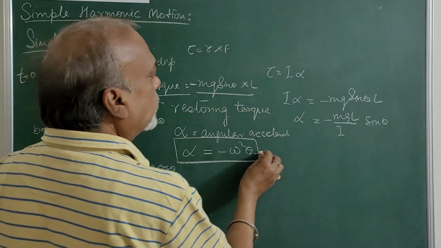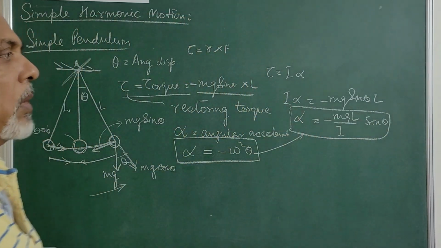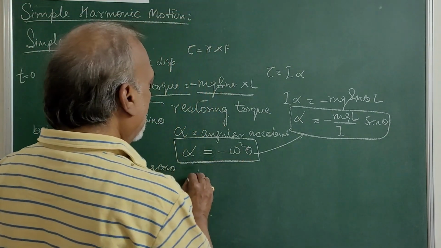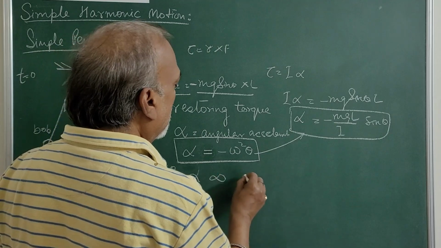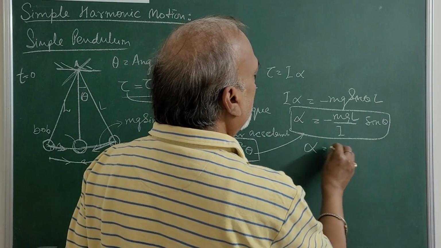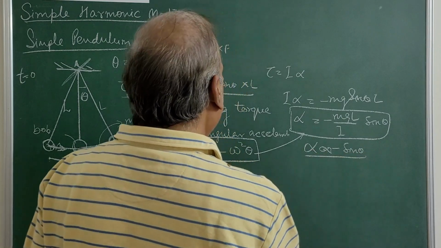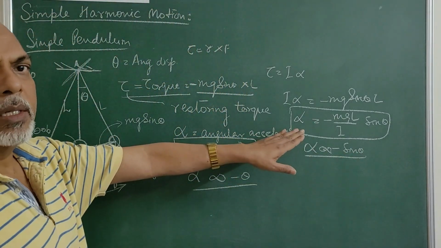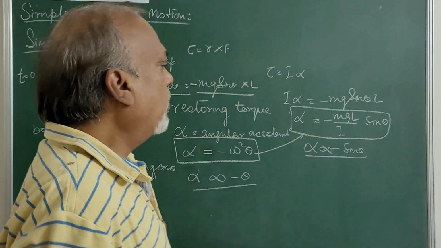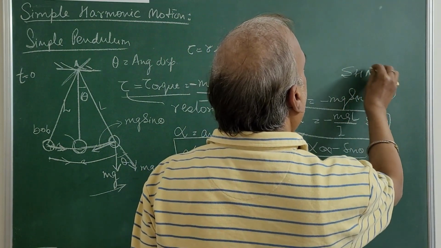But if you compare these two equations, here alpha is proportional to minus theta, but here alpha is proportional to minus sin theta. So in this fashion, we can conclude that this is not a simple harmonic motion. This is not a simple harmonic motion.